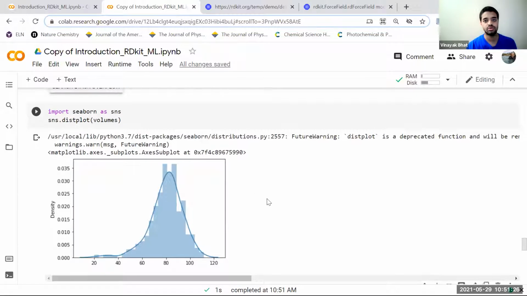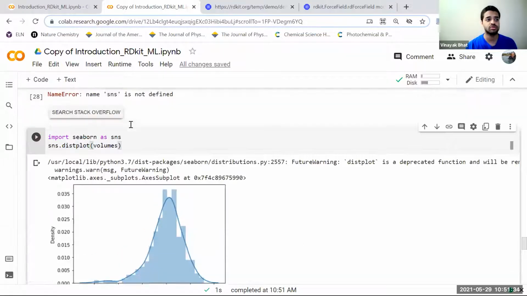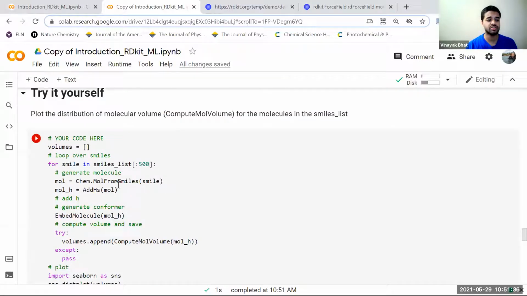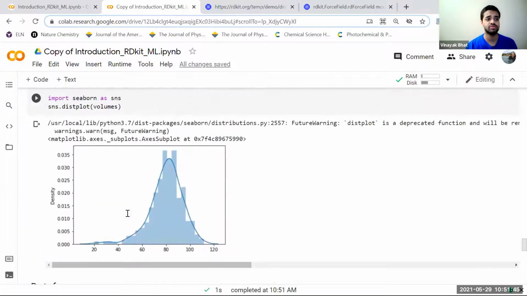Right. And this is the molecular volume, and just say distplot. It gives a nice distribution of molecular volumes. Generating this is a bit trickier when you have to embed molecules, and sometimes the molecule is not too good to do that. But you should see a distribution like this, which is nice and good.